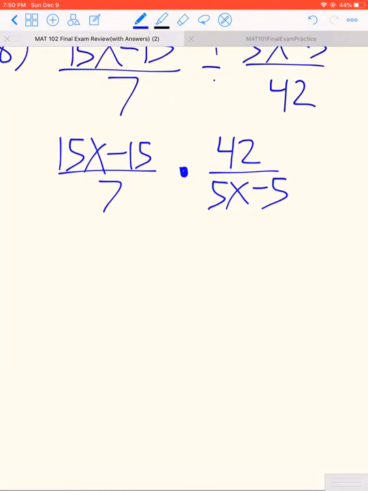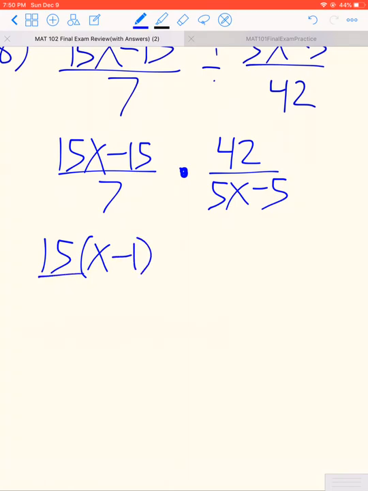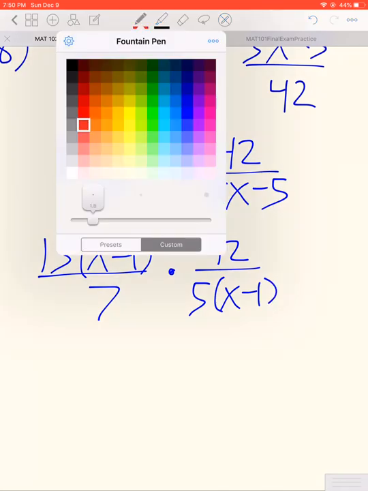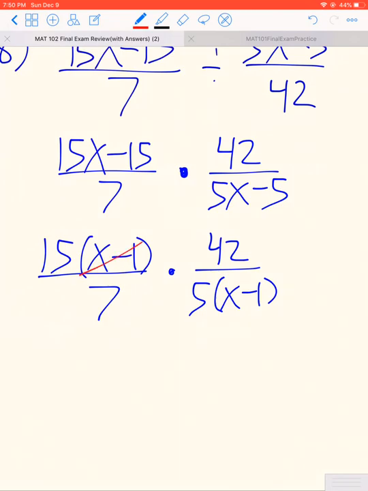Now that we have a multiplication, we want to try to factor our numerators and denominators. I can factor a GCF of 15 out of the first one. That'll leave us with x minus 1 over 7 times, for the denominator on the second fraction, we can factor out a 5. That'll leave us with x minus 1. And now let's see what we can reduce. The x minus 1's cancel. I know that 5 can go into itself once, and it goes into 15 3 times.